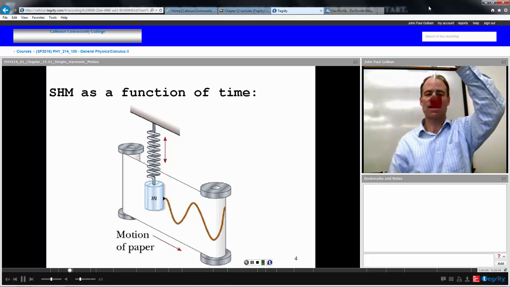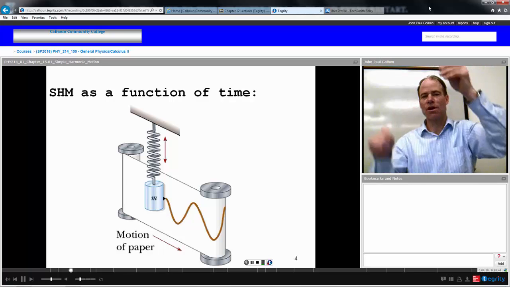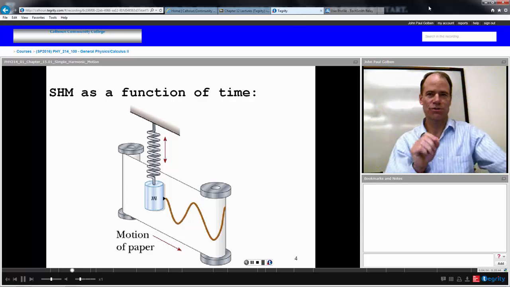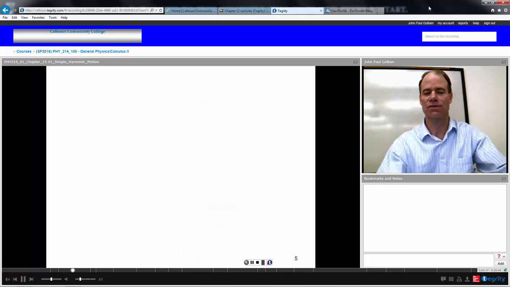Another way I could look at it is to put a motion sensor underneath this motion, and that motion sensor would also show a sinusoidal wave as a function of time. You will do that in lab number 1 for physics.